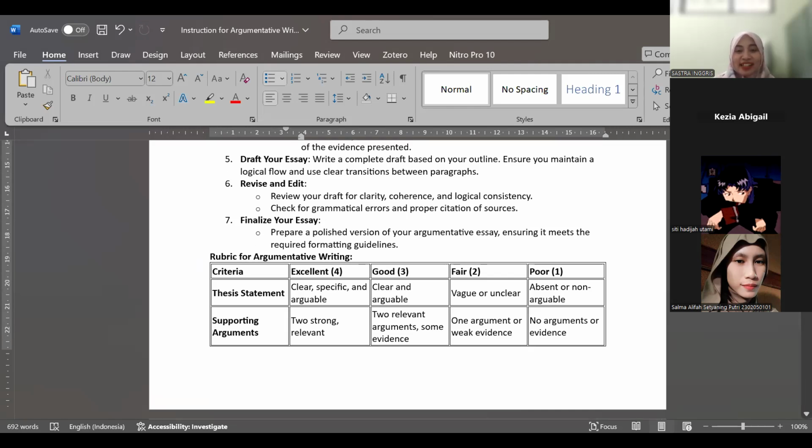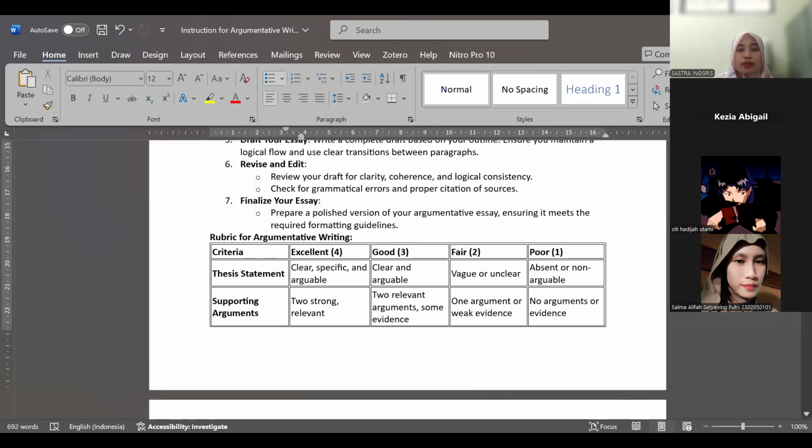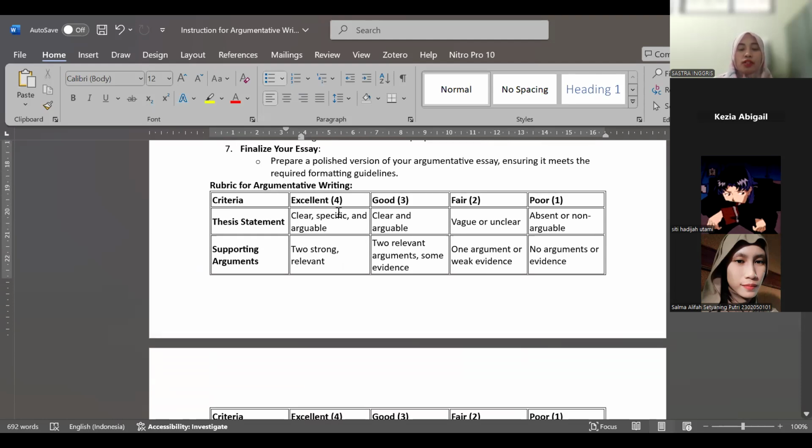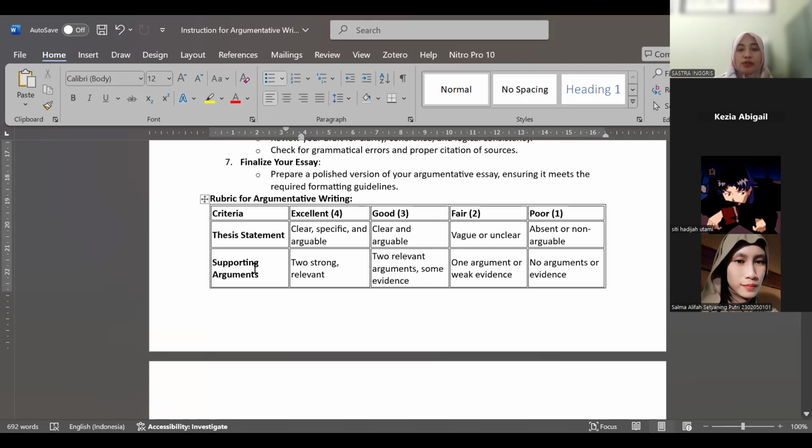Again, we need time to review your outline, but at least we know that your outlines were on the right track. So starting this week, I think you can continue with making your full essay, and then finalize your essay. You also need to pay attention to this assessment rubric. Pay attention to the criteria there.